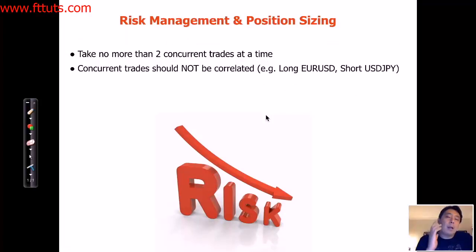And if I am taking 2 trades at the same time, they cannot be correlated. What do I mean? For example, if I go long Euro USD, what does it mean? It means I'm bullish on the Euro and bearish on the dollar. And if I take another trade and I'm shorting the dollar yen, which means now I'm bearish on the dollar, okay, I'm bullish on the yen. You know, both trades are correlated, because over here I'm bearish on the dollar, right? And I'm also bearish on the dollar. So if the dollar goes up, both trades will lose. That's not a good idea, right?